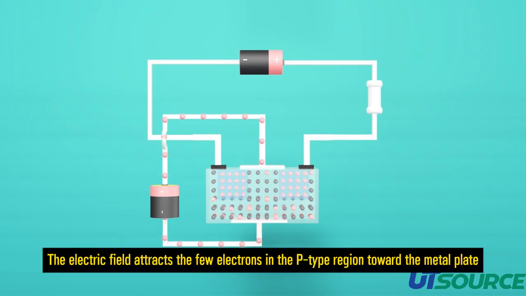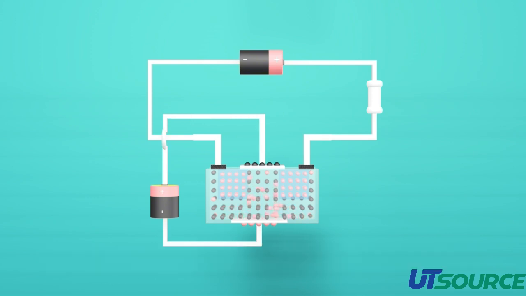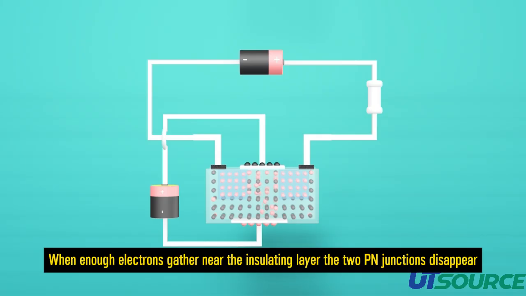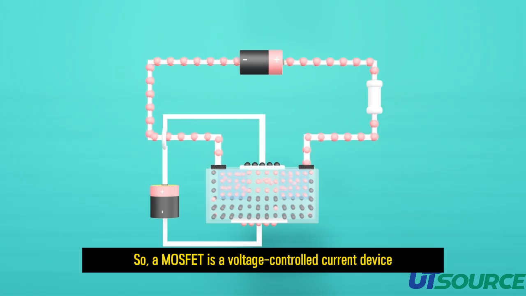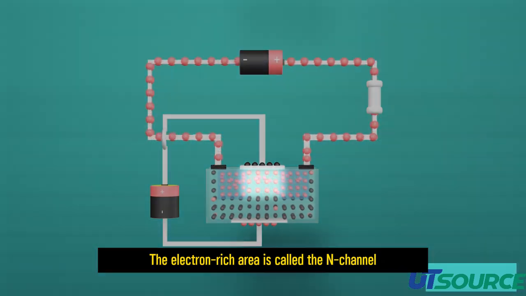The electric field attracts the few electrons in the P-type region toward the metal plate. When enough electrons gather near the insulating layer, the two p-n junctions disappear, and electrons can now flow smoothly between source and drain. So, a MOSFET is a voltage-controlled current device. The electron-rich area is called the N-channel.